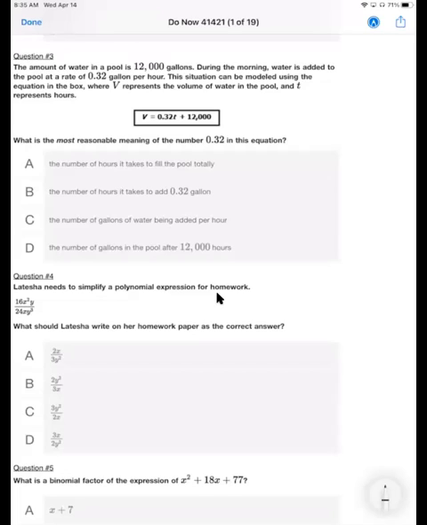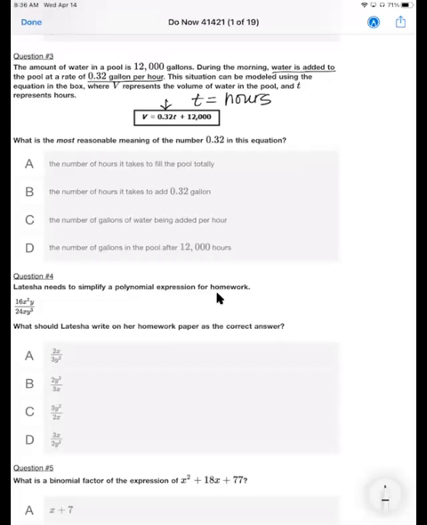What is the most reasonable meaning of the number 0.32 in this equation? So if you look here, 0.32 is right next to T, and T is equal to the time in hours, right? And it already said up here that water is being added to the pool at a rate of 0.32 gallons per hour. So the 0.32 is the amount of gallons that are being added in.